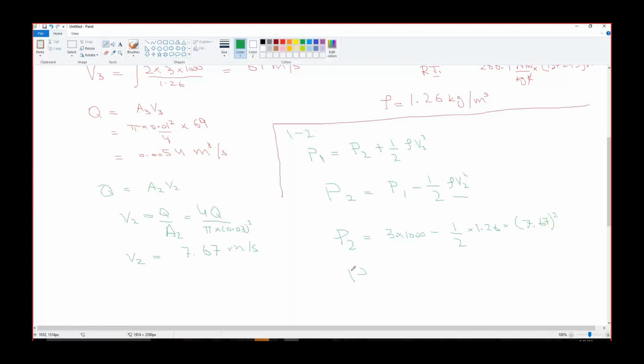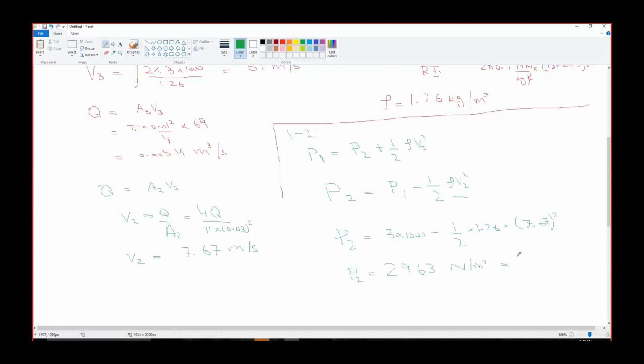3 into 1000 minus 0.5 into 1.26 into 7.67 square. That is 2962.93, which is 2963 newtons per meter square, or 2.96 kilopascals.